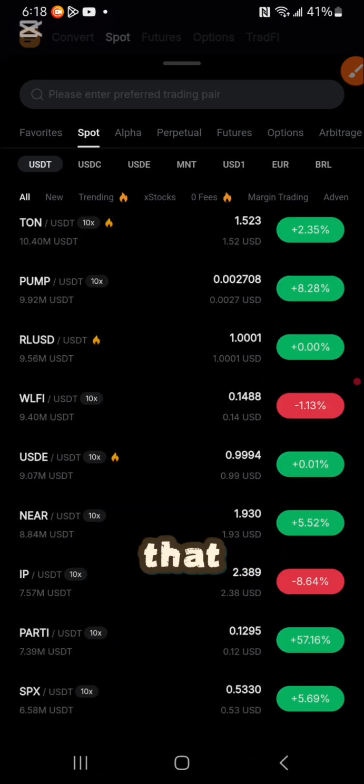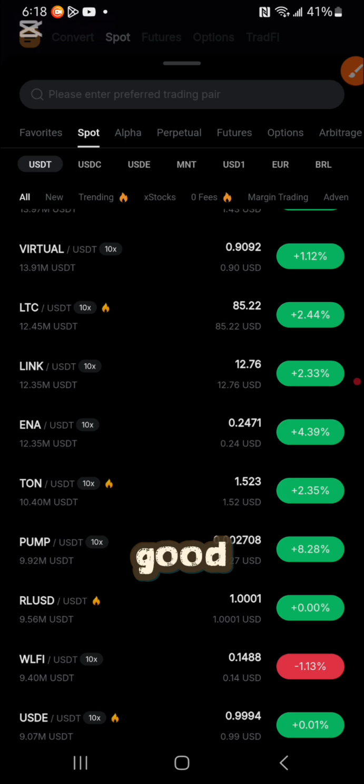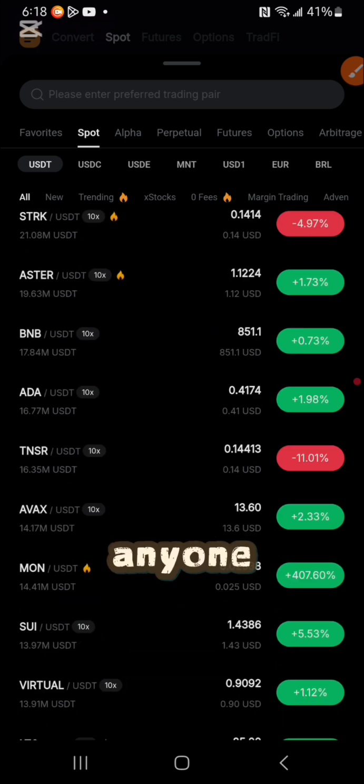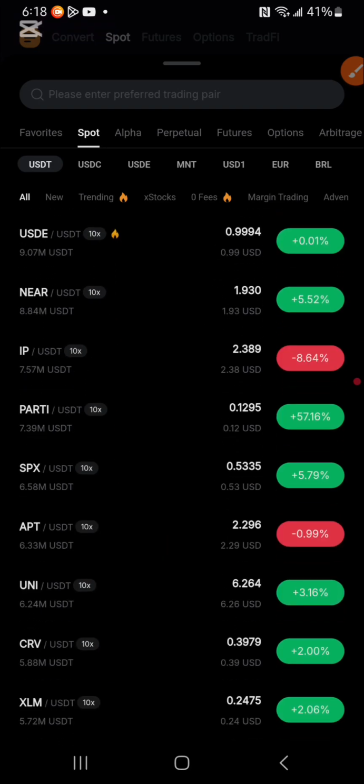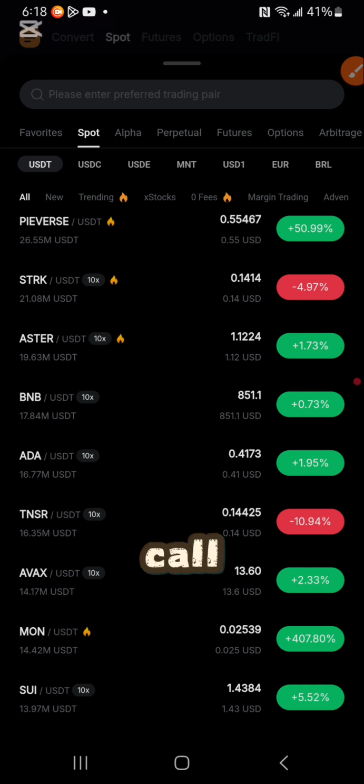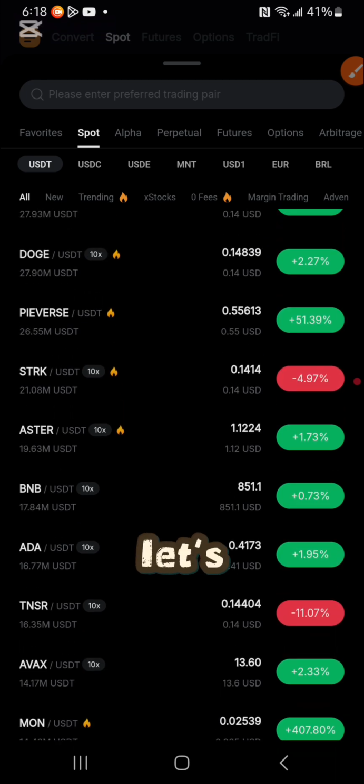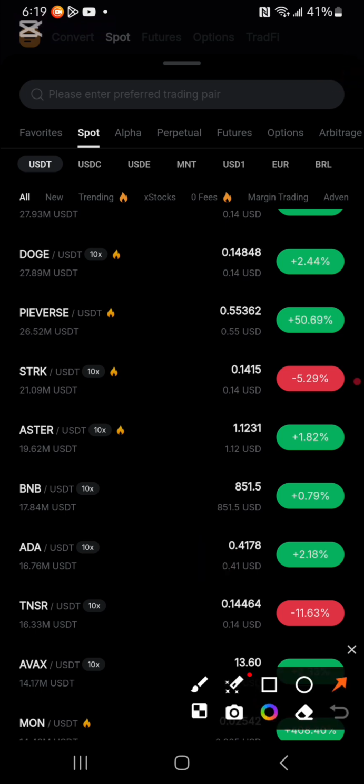Anyone that has way above 5 million traded volume within the last 24 hours is a clear sign of a good volume, and it is suitable for spot trading. So pick any one that has the range I have mentioned. Let's go for this one called Asta. Here we go. This one has about 19 million, which is pretty okay.